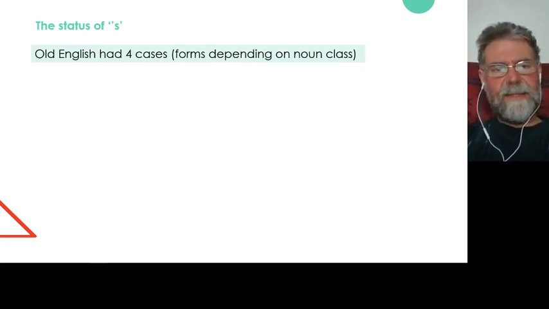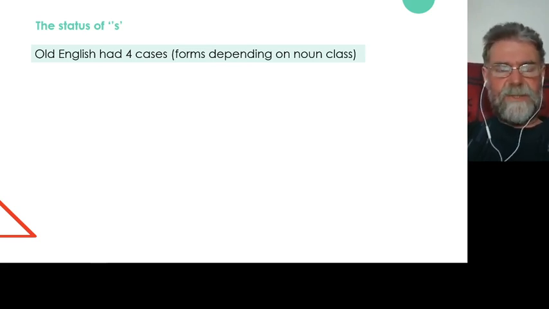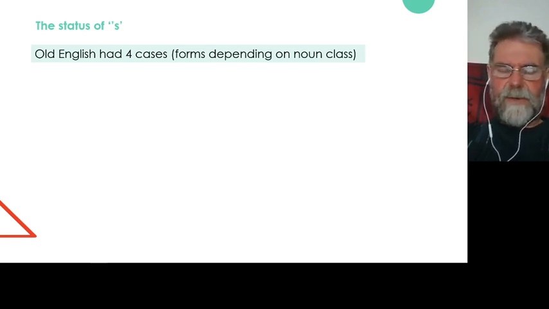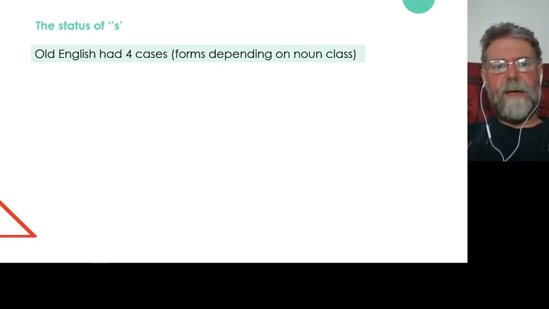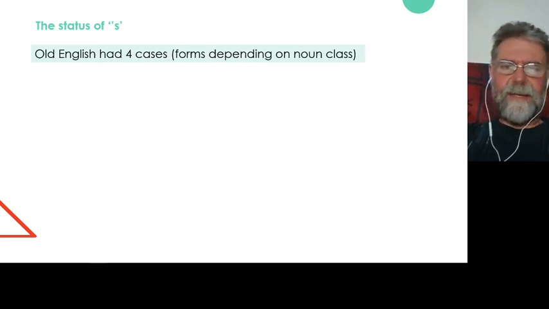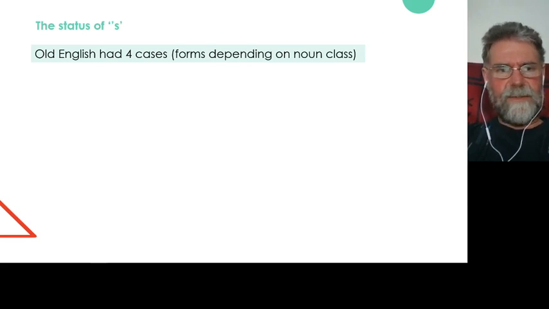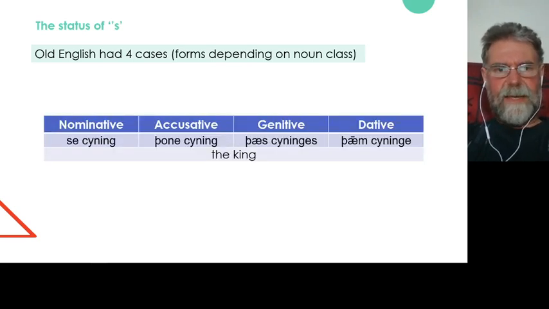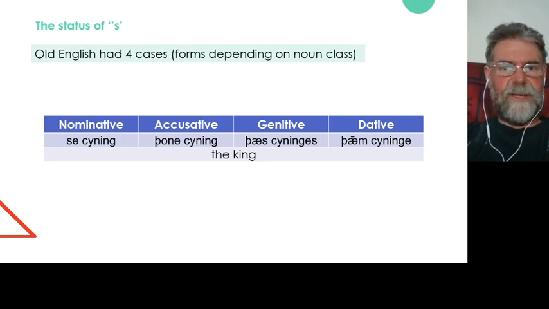And the reason for that is that historically, at least, it derives from what was a genitive case marker. In Old English, rather like present-day German, nouns had 4 different cases, depending on which class of noun they belong to. So, for example, let's take a noun like the king, as in the noun phrase the king. The 4 forms were nominative, accusative, genitive, and dative, just like they are in present-day German.